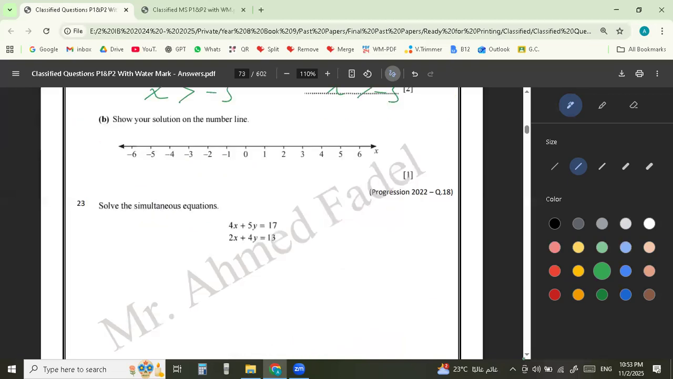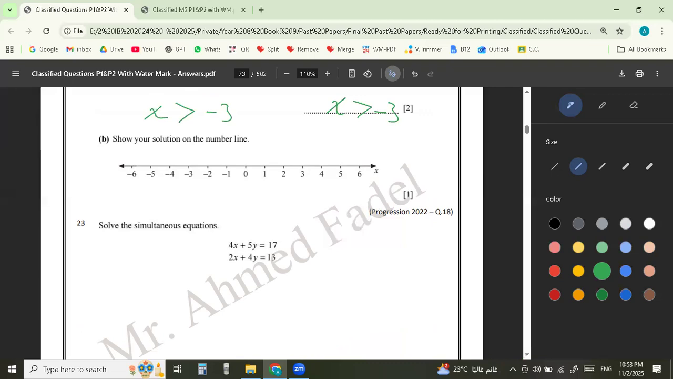Here, show your solution on the number line. X is greater than negative 3, we said. So negative 3 is here, and it's not included. I'm going to go to the right side, and I will not stop, and I will show an arrow because I don't have an inequality of two values. It's not between two values. They said it's greater than negative 3, and it's endless.